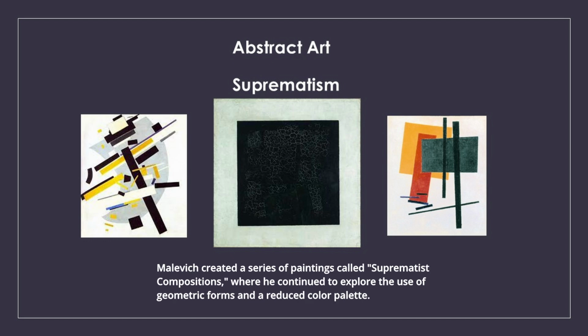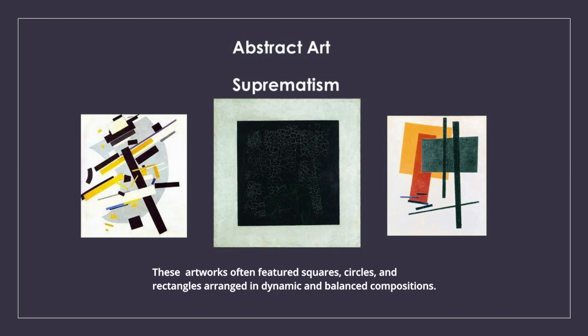Malevich created a series of paintings called suprematist compositions, where he continued to explore the use of geometric forms and a reduced color palette. These artworks often featured squares, circles, and rectangles arranged in dynamic and balanced compositions.